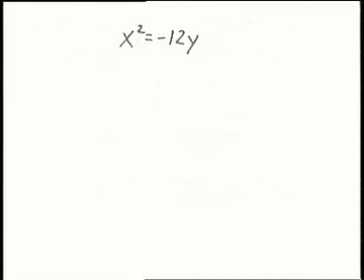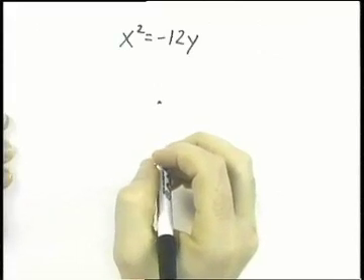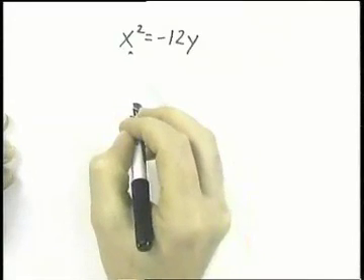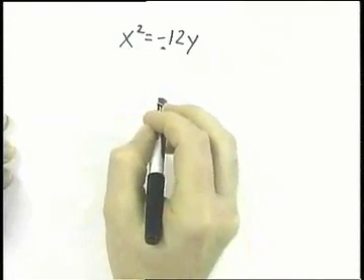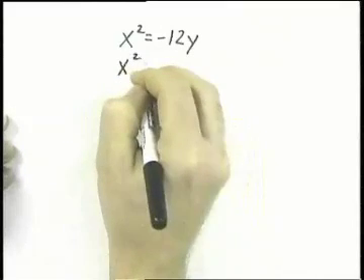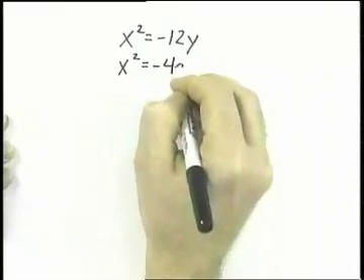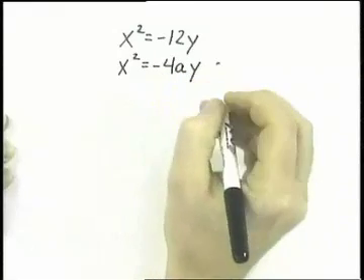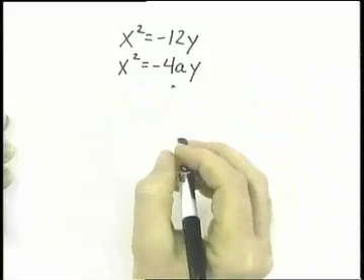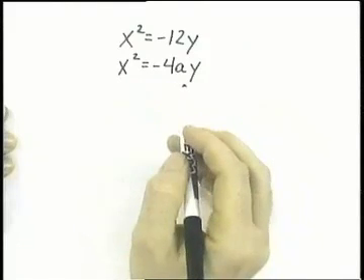So let's look at an example where we're asked to analyze the equation of a parabola. The equation is of the form x squared equals negative 12y. We should recognize this as an equation in the form x squared equals negative 4ay. This means that we have a parabola that is going to open downward.